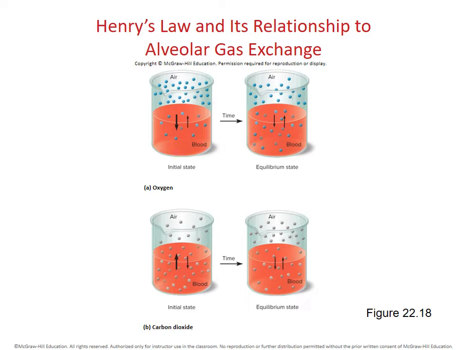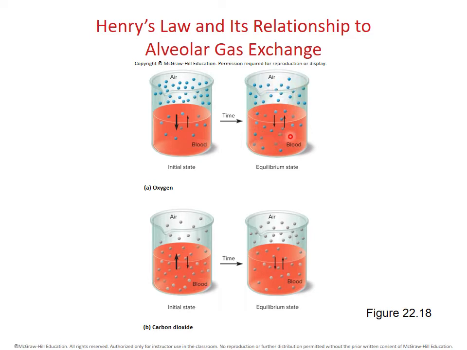Here we see a visual representation of Henry's law, again simply that the partial pressure of a gas, or in other words the concentration of the gas, will determine its diffusion into solution. And here we see in the normal state, of course, we start with more oxygen in the gas, less oxygen in the fluid, in this case blood, and given enough time, which as we just saw was about 1/4 of a second in the lungs, you will achieve a state of equal concentrations. That's your equilibrium state for diffusion.